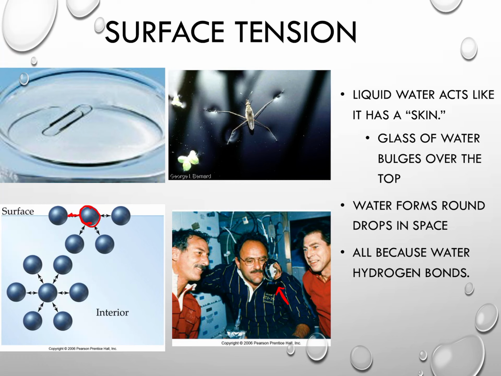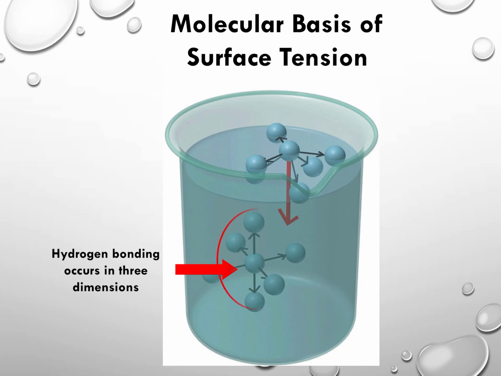Again, what's happening on the surface is that each one of these molecules is attracted to the other molecules on the surface, but it's also attracted to all the other molecules underneath it. And so again, it has this tendency to hang on and resist a change in surface area.